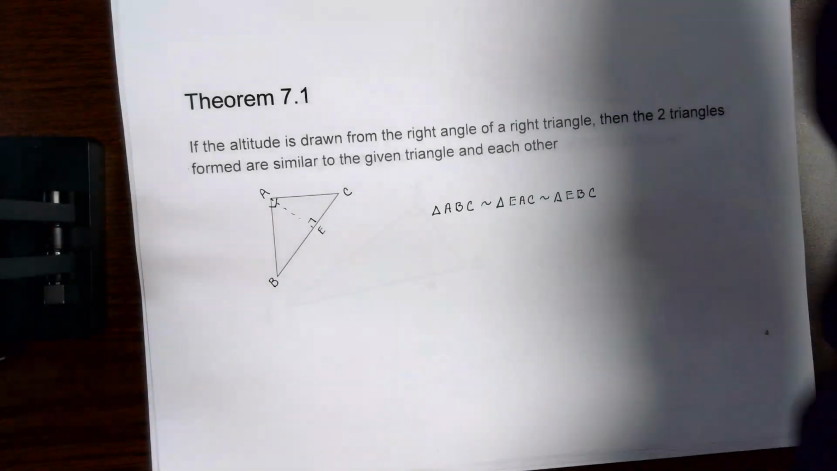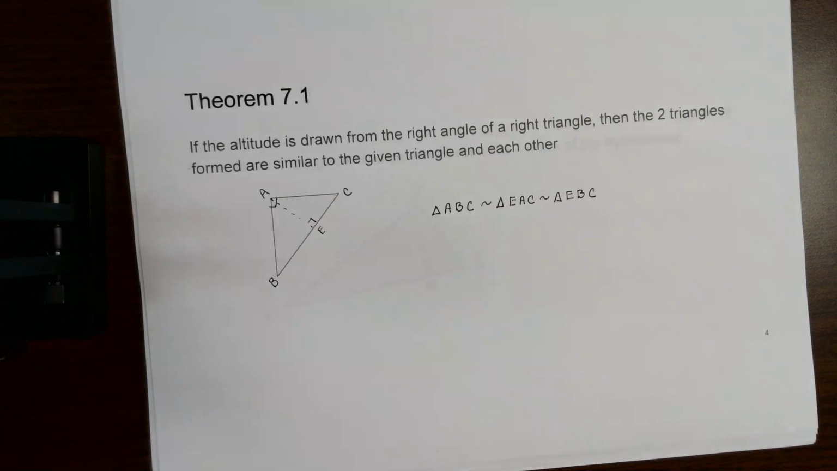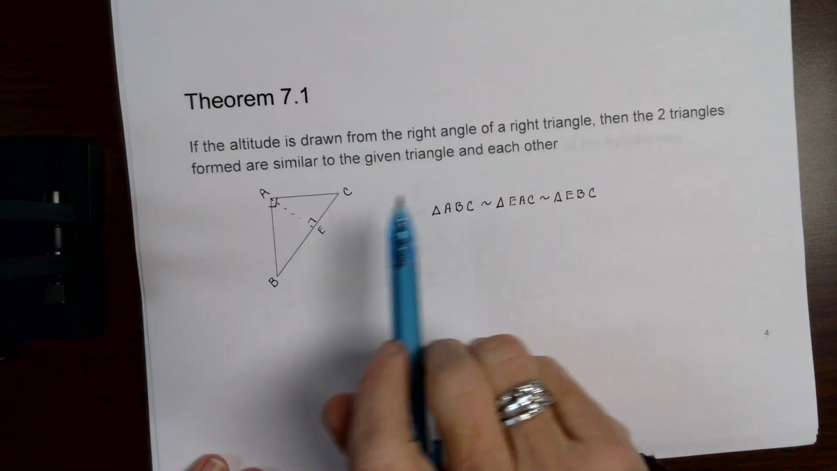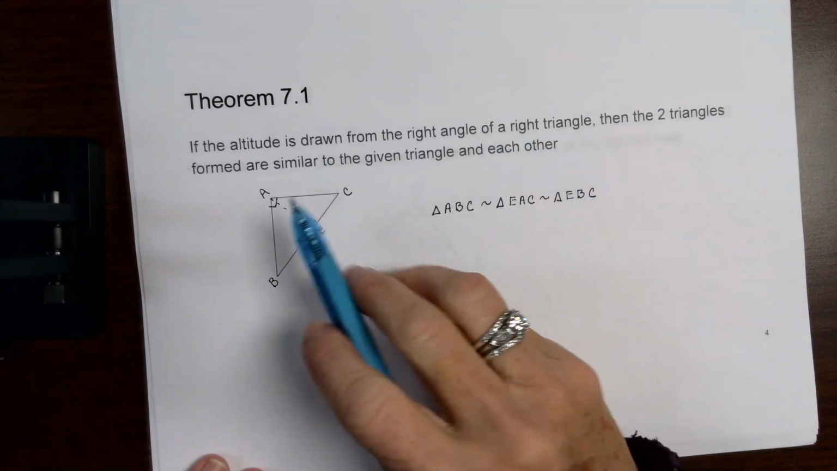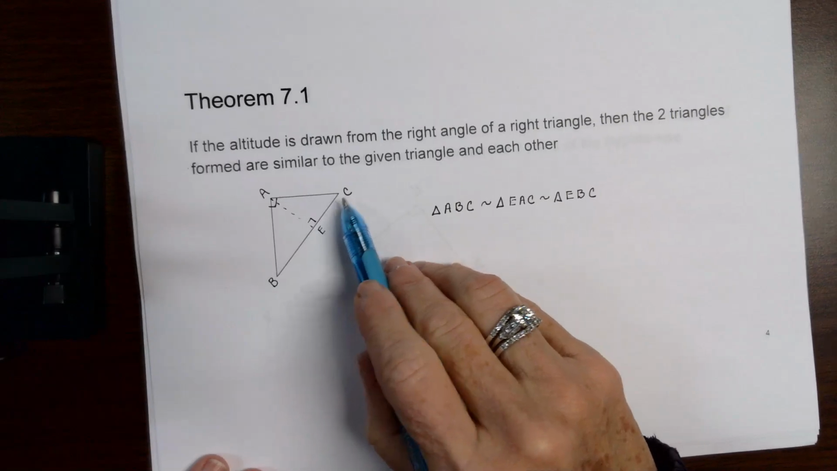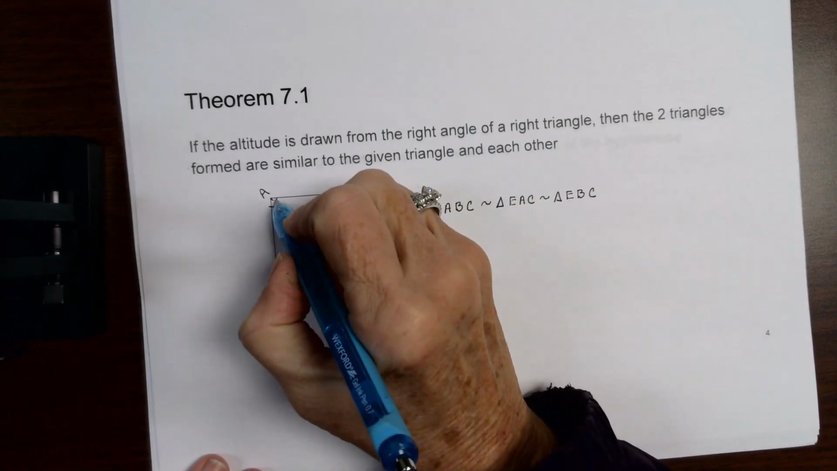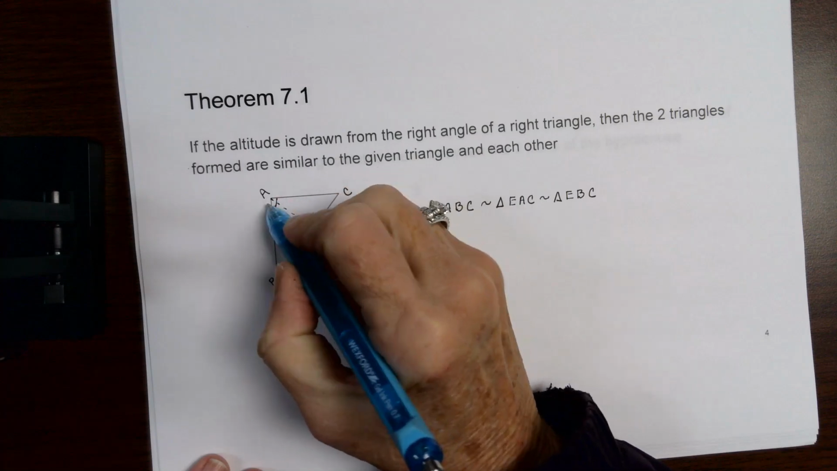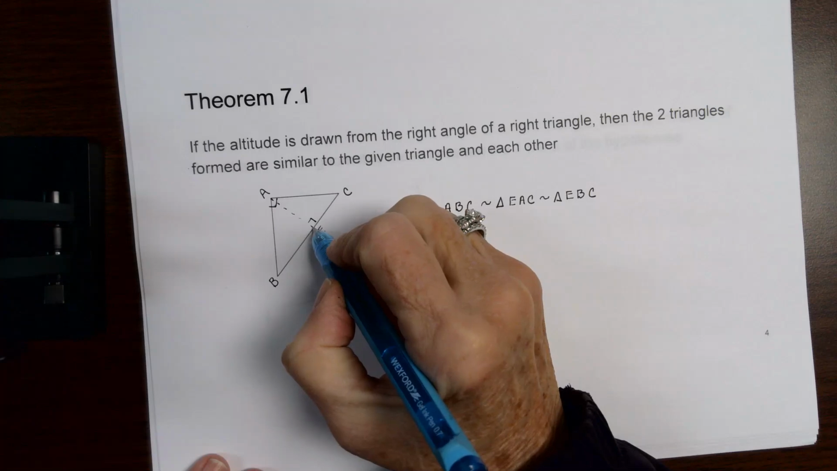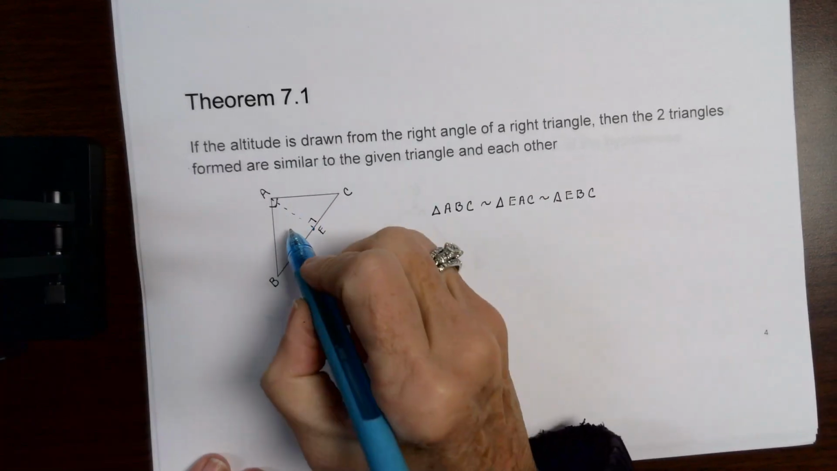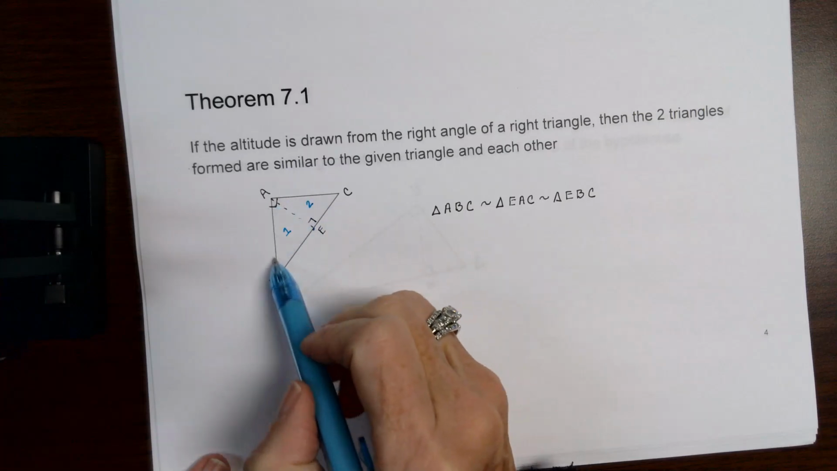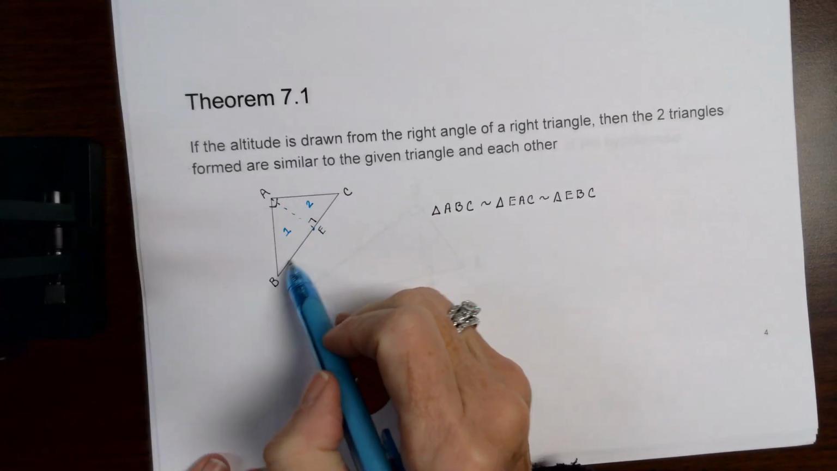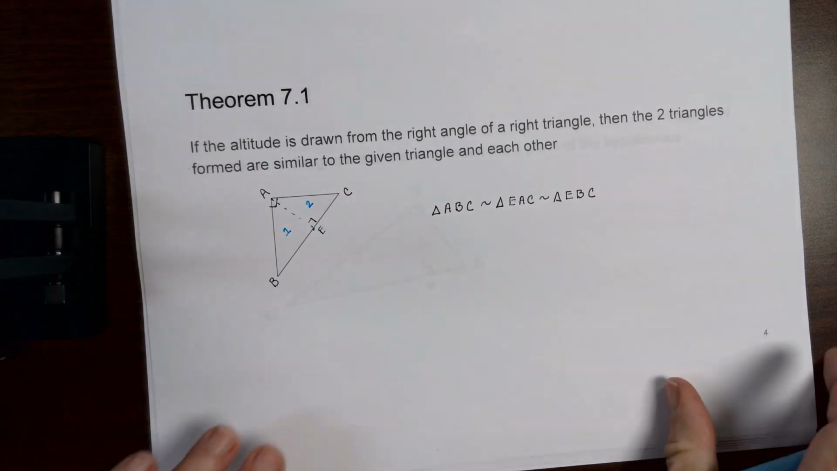All right, so this is where some of the theorems come into play using the geometric mean. Not this one, but the next one. If an altitude is drawn from the right angle of a right triangle, then the two triangles formed are similar to the given triangle and each other. So here's my right angle. I draw an altitude, which is from the vertex perpendicular to the opposite side. It separates this into two triangles, and they are similar to each other and to the original triangle. So there's your similarity statement.